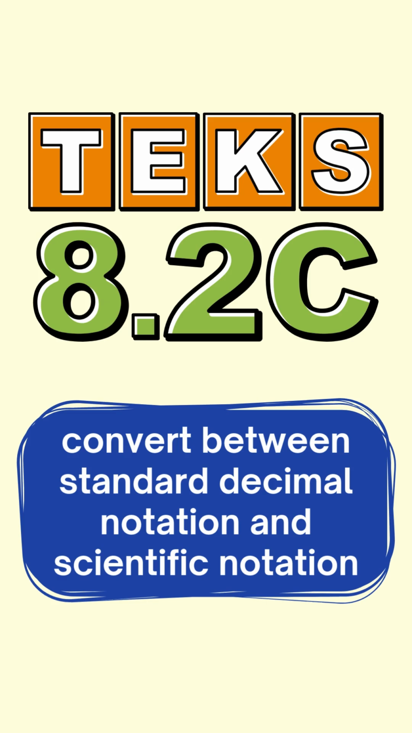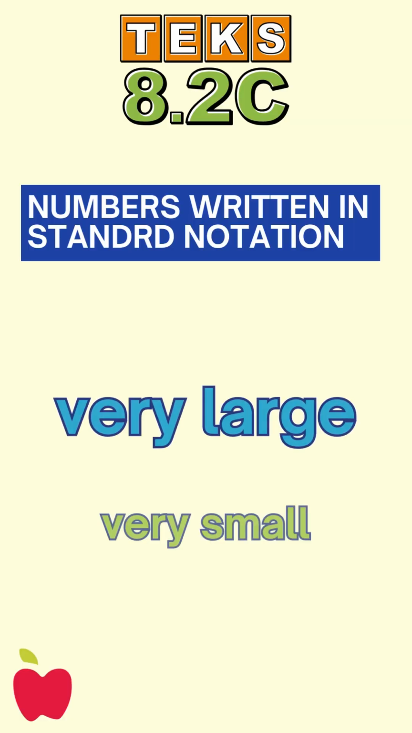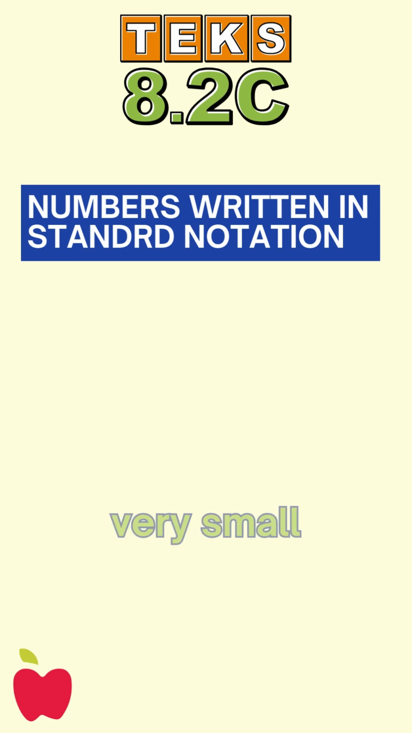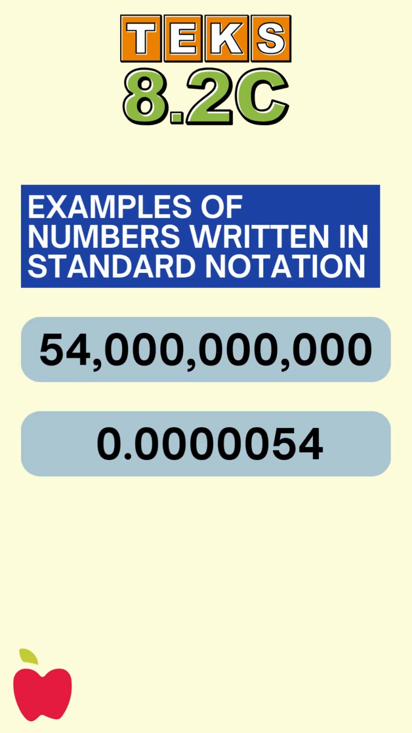Let's get started. Positive numbers written in standard decimal notation can be very large or very small. For example, 54 billion or 5,400,000ths. These numbers can be a bit unwieldy and cumbersome, but there's a simpler way to express them using scientific notation.